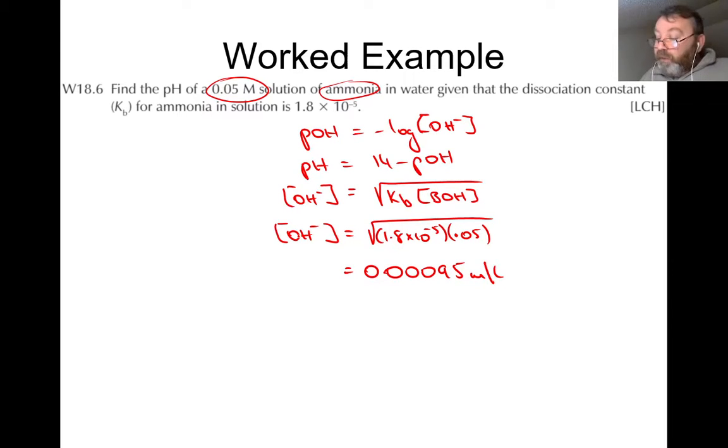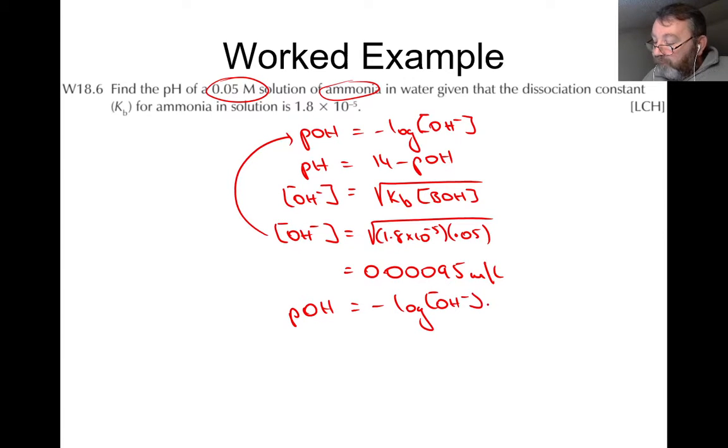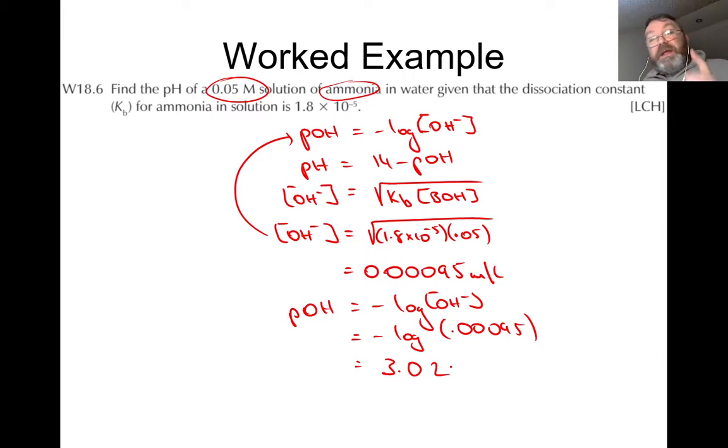Now, what do we use the OH minus for? I use the OH minus in the pOH formula. So pOH equals minus the log of the OH minus ion concentration, which is minus the log of 0.00095. So now go to your calculator again, minus the log of that answer that I got a moment ago, and that comes out as 3.02. But that's the pOH.